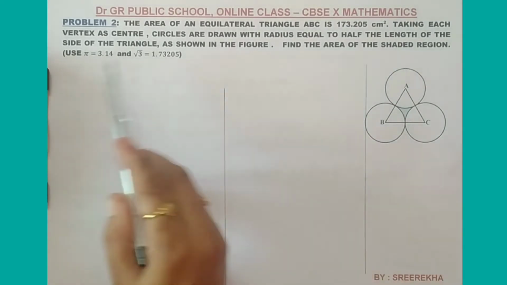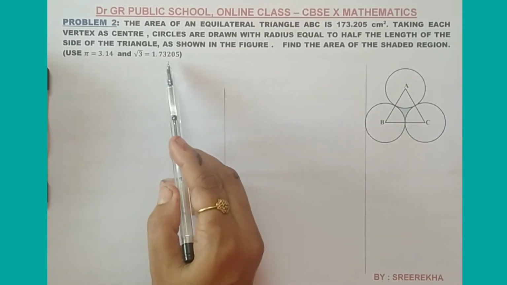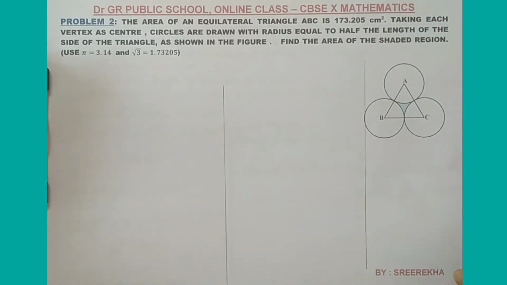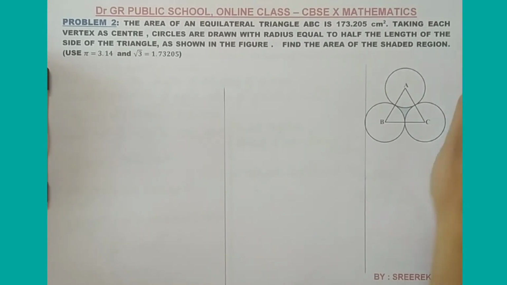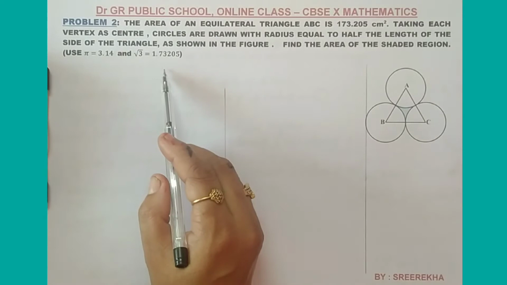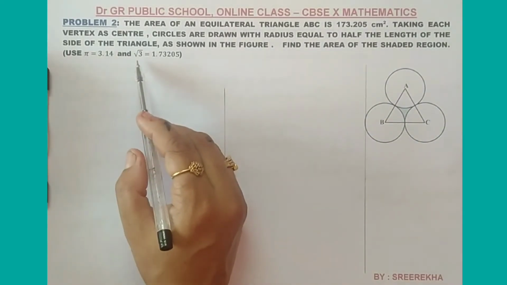Find the area of the shaded region. Use pi equals 3.14 and root 3 is 1.73205. Look at the value of root 3 mentioned in the question. Remember, if a value is mentioned in the question, you need to substitute that value itself.